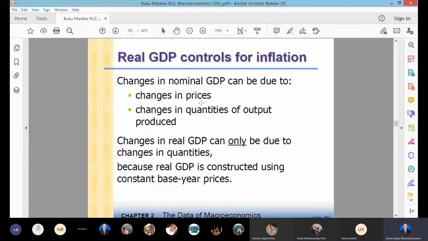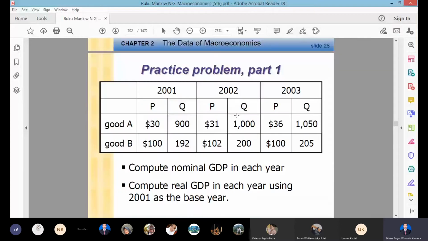Okay, here is an example, sisters and brothers. Practice problem: 2001, 2002, 2003. You have two goods, good A and good B. The price and quantity are here for years 1, 2, and 3. Please compute nominal GDP in each year. If you are requested to calculate the nominal GDP in each year, you simply multiply P and Q and sum up good A and good B, and do the same for year 2 and year 3.